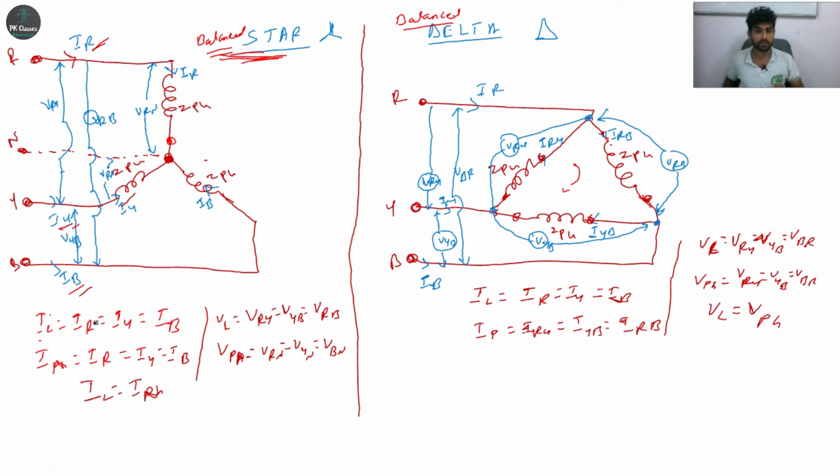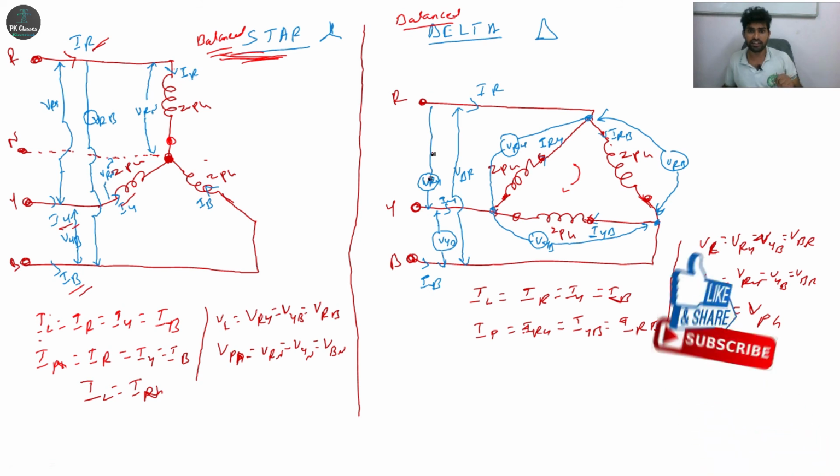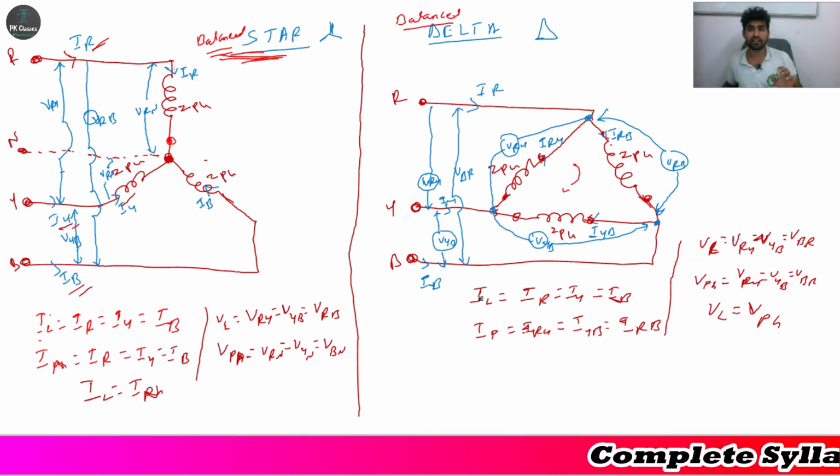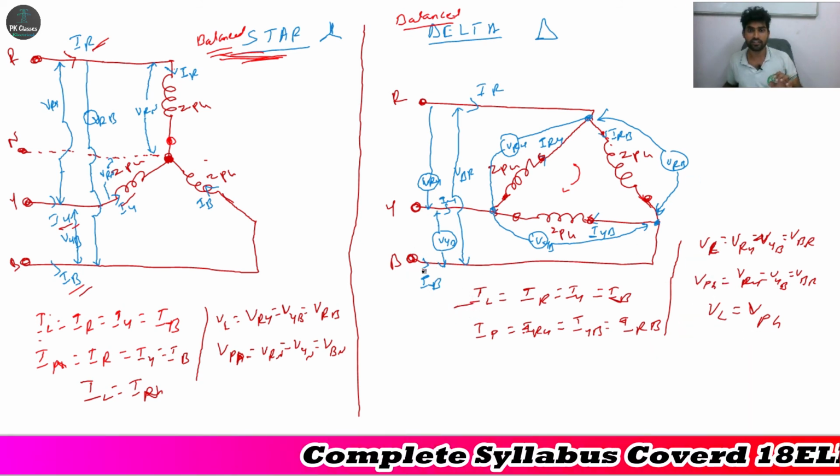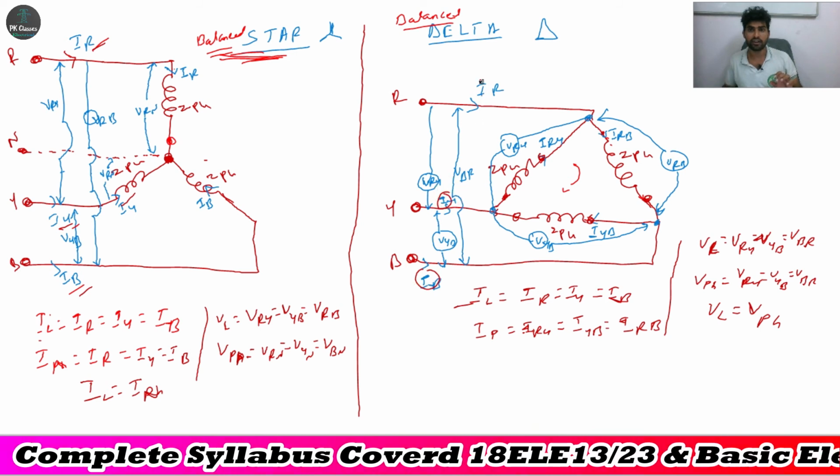From this equation, IR, IY, IB is equal to IR, IY, IB. So IL is equal to I phase. We can write one relationship directly. See here, next for delta. The current that passes through any line: IR, IY, IB are the line currents. See here, this IB and this IY, IR are the line currents.